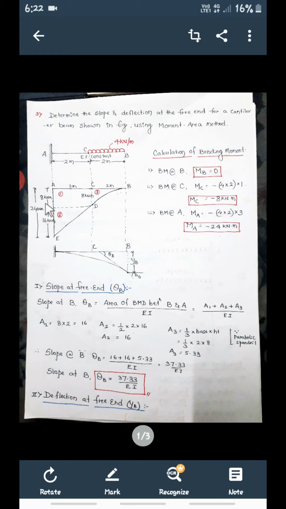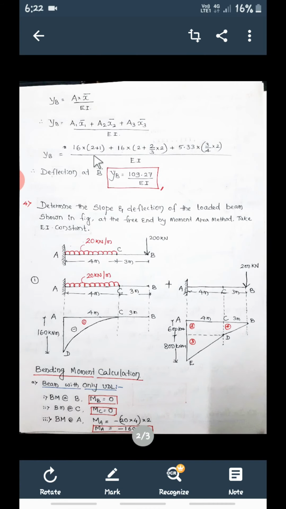So the area is 8 into 2, 16. Centroid of this rectangle 1 from B: now see, from here to here how much? 2 plus 1 meter, half of this. So 2 plus 1 will be the x1 bar from B to the centroid. So 16 into 2 plus 1. x1 bar is 2 plus 1, that is 3.